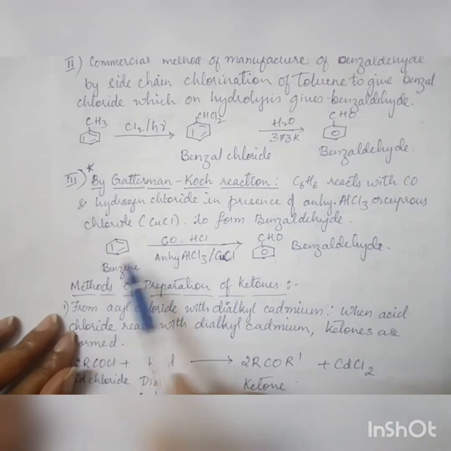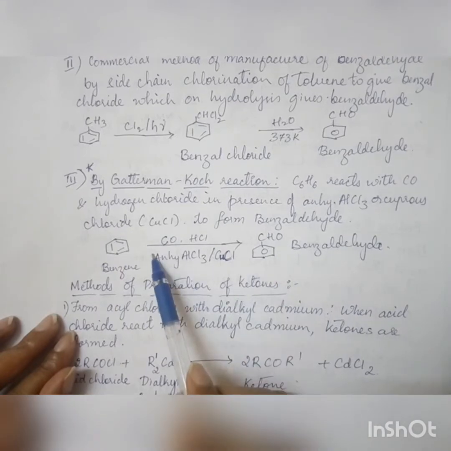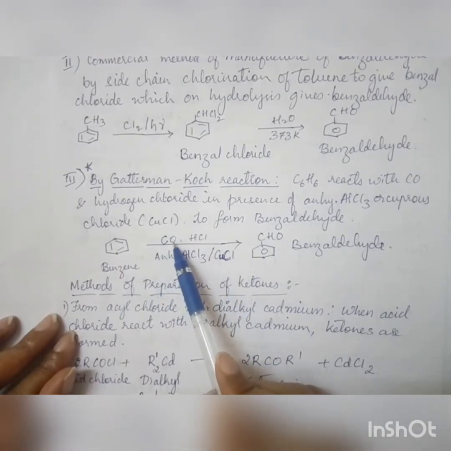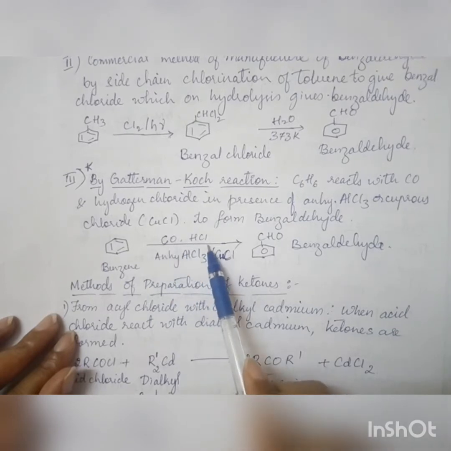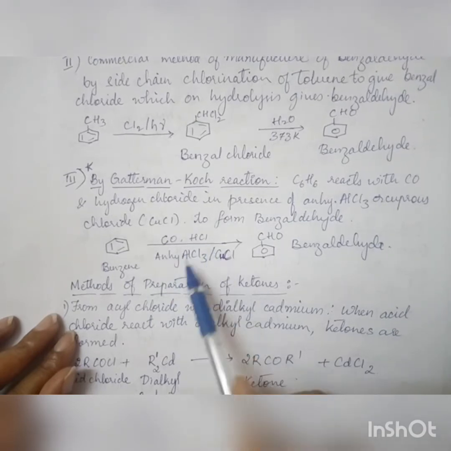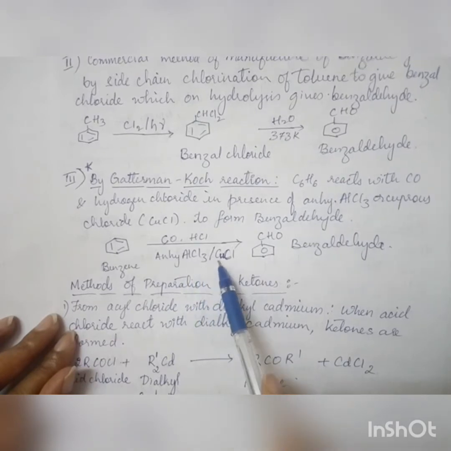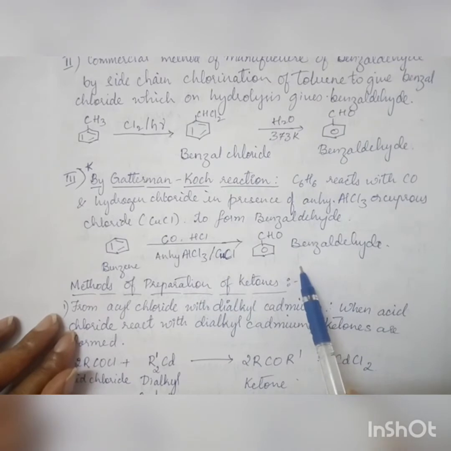Benzene is the reactant, the product is benzaldehyde, and in between you have the reactants carbon monoxide and hydrogen chloride. And this reaction takes place in the presence of anhydrous AlCl3 or CuCl. So this leads to the formation of benzaldehyde.